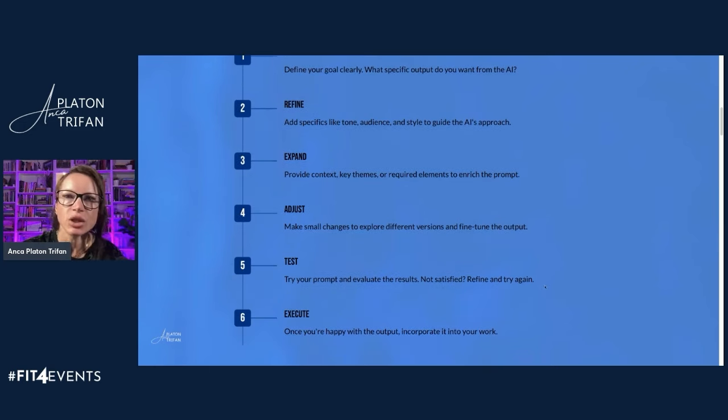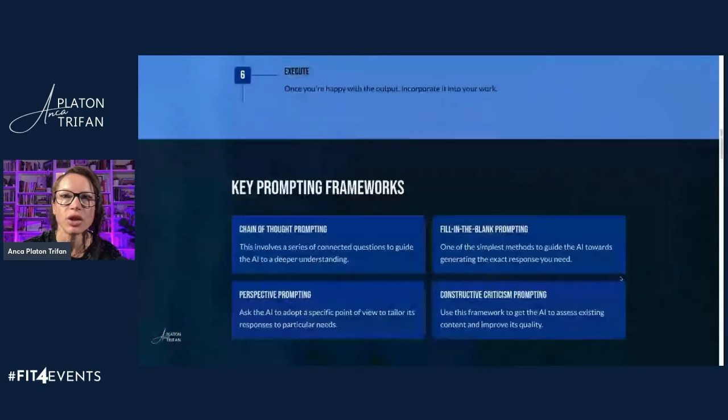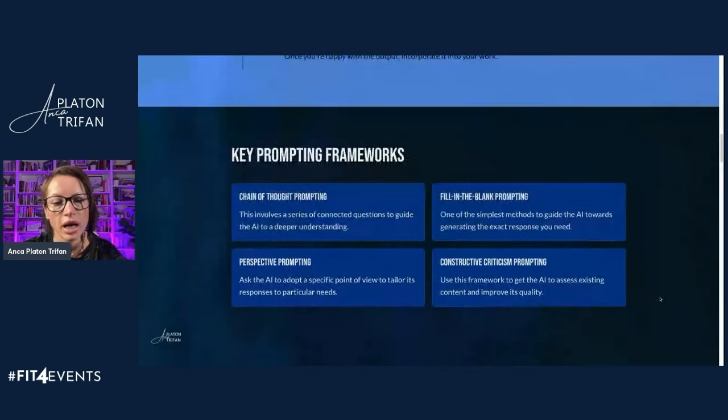All right, so let's touch on the prompting frameworks. There are a few main ones out there that I'm going to touch on, and that is chain of thought prompting, which involves asking a series of connected questions to guide the AI to a deeper understanding. For instance, instead of asking for a full event plan, start with what are some themes for this tech conference, then follow up with what activities could support this theme. The step-by-step approach really helps refine the output.